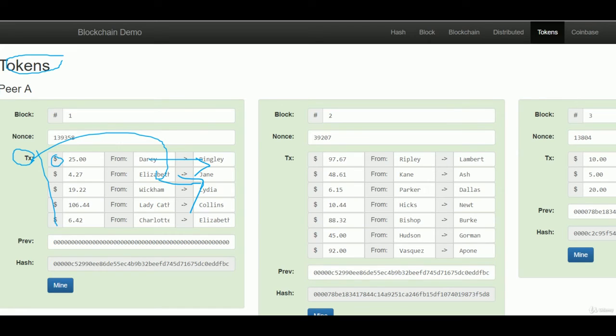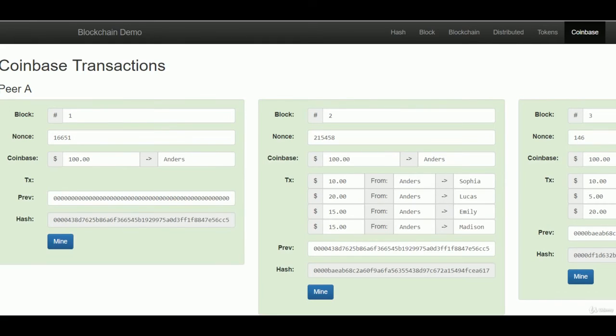The next thing we are going to see is about the Coinbase. For our transactions, you will usually have a default address, and the default address is called the Coinbase address. Suppose in your peer A the address has $100, which means the Coinbase address will now point to Anders' address, and it initially has 100 transactions.